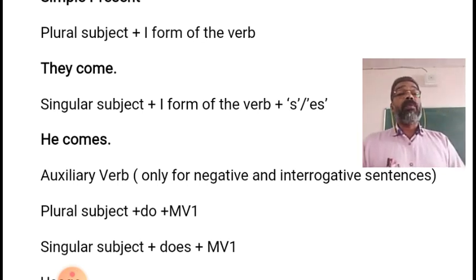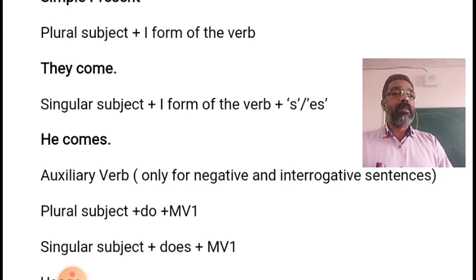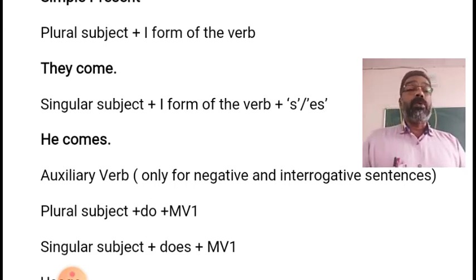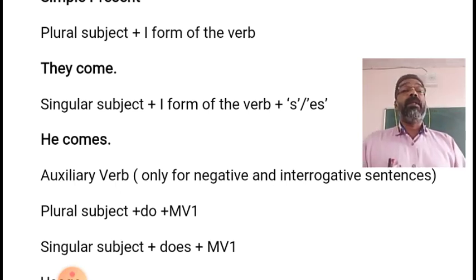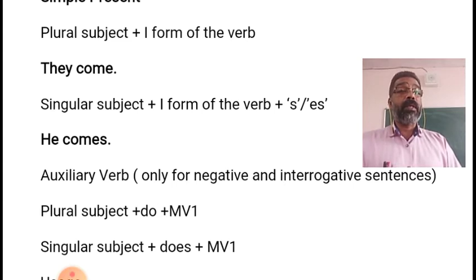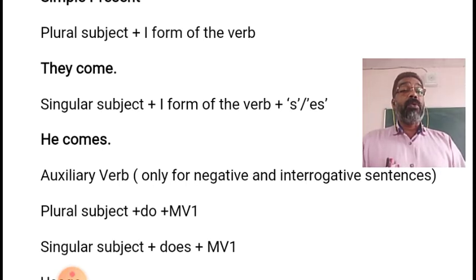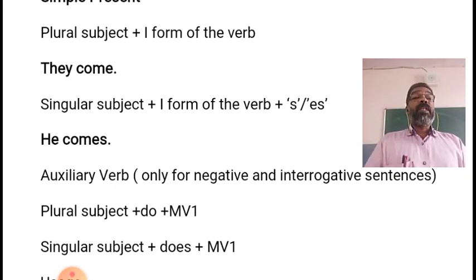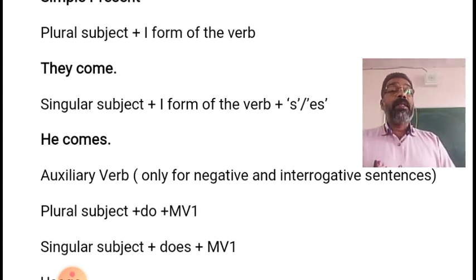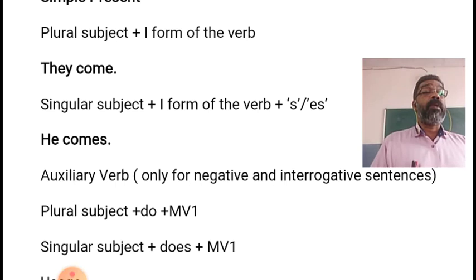Do will be used when the subject is plural. If the subject is plural, we use do plus first form of the verb. Example, they come, subject is plural. They do not come. If it is interrogative, do they come? Question mark. Subject is singular, then does plus first form of the verb is used.